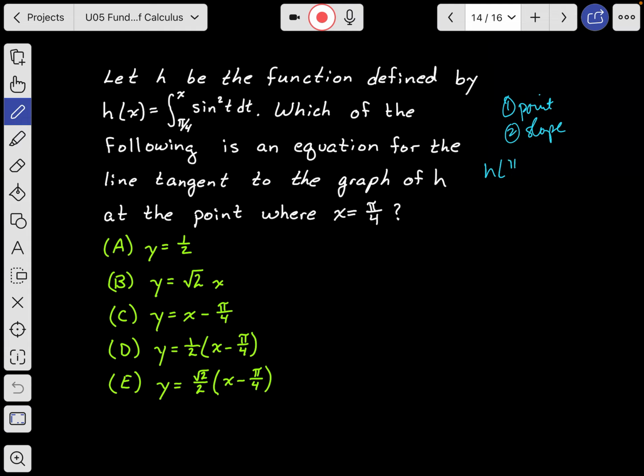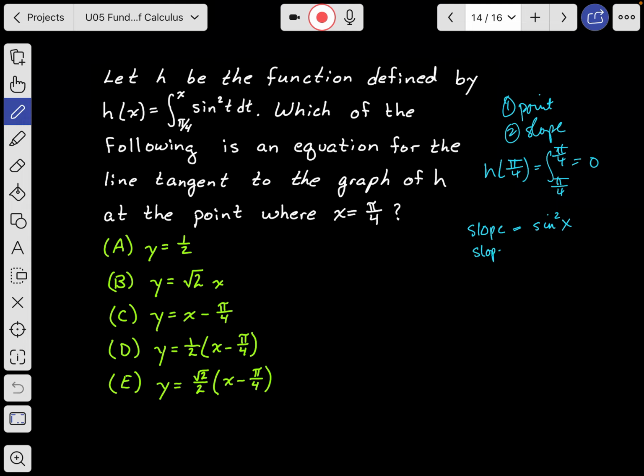All right, so first let's evaluate. What is h of pi over 4? Let's find that point. So pi over 4 to pi over 4, oh, that's nice, 0. There's always something nice in store for us. Now we need to find the slope. So we need the derivative of this integral, which is just the function evaluated at the upper limit.